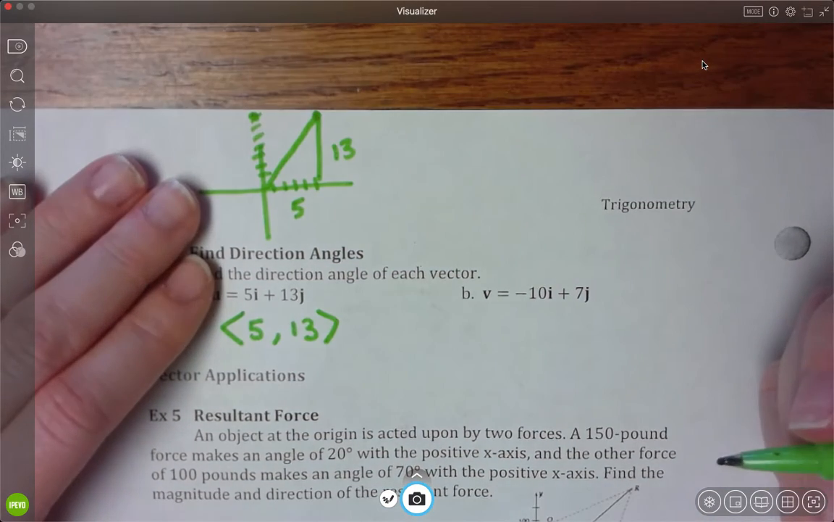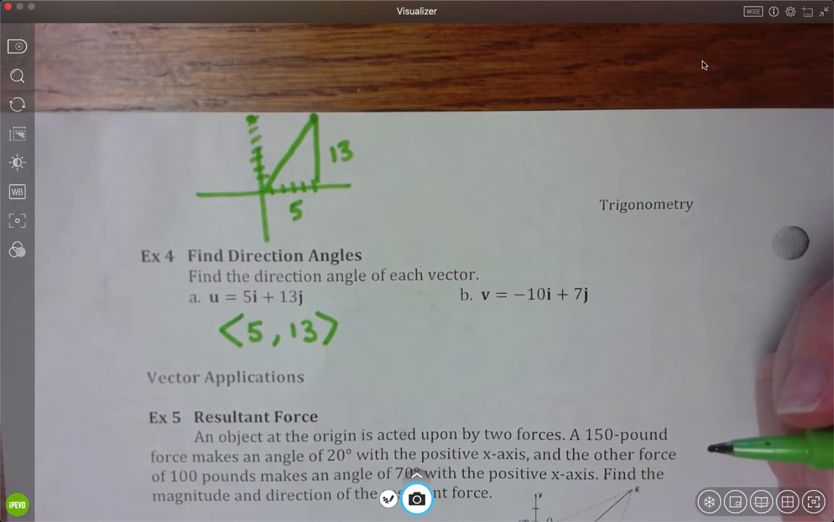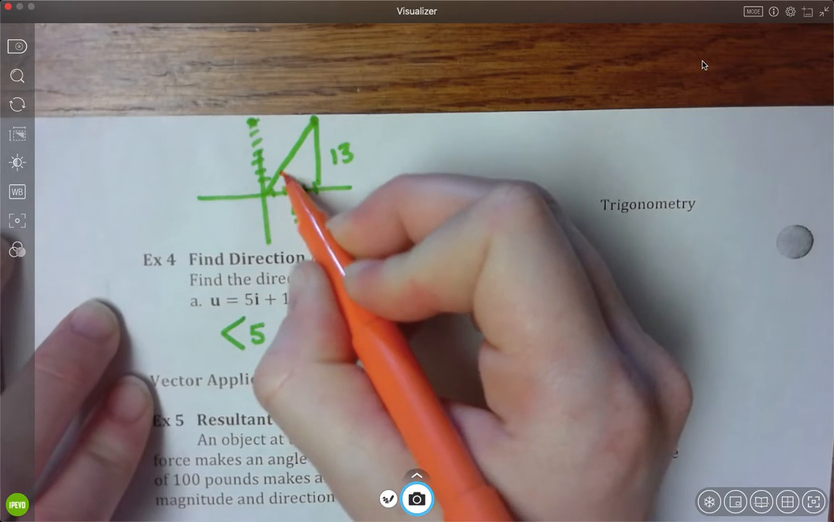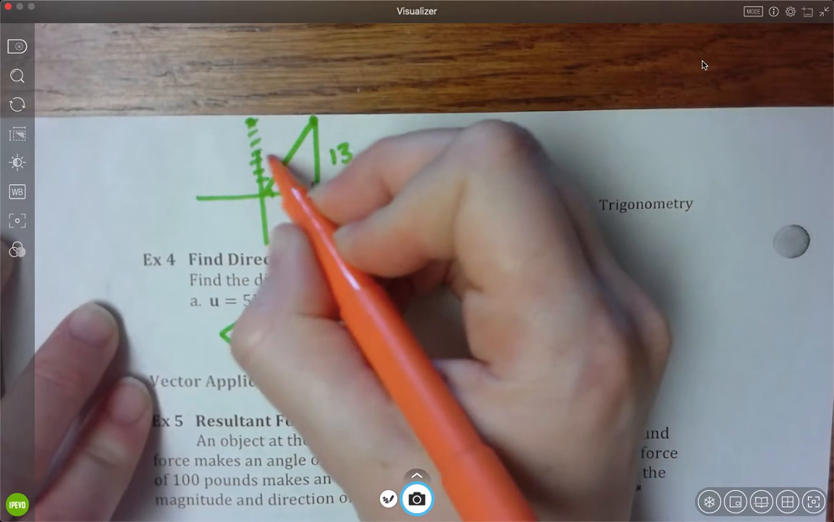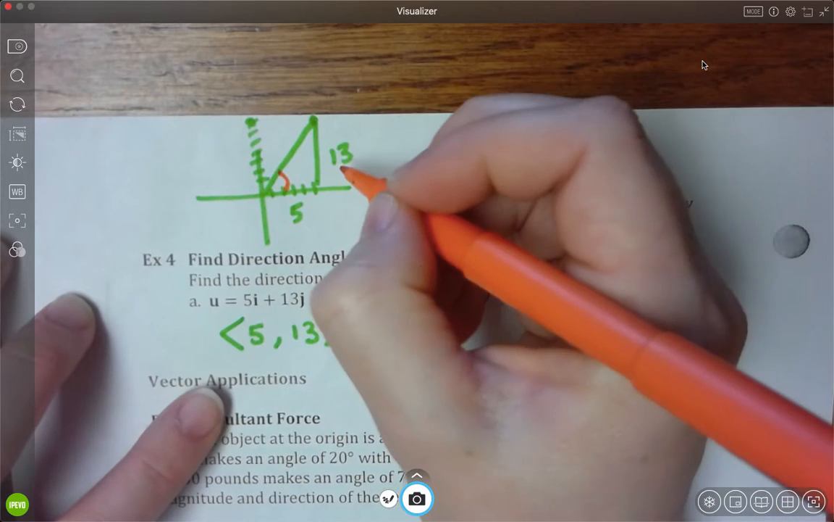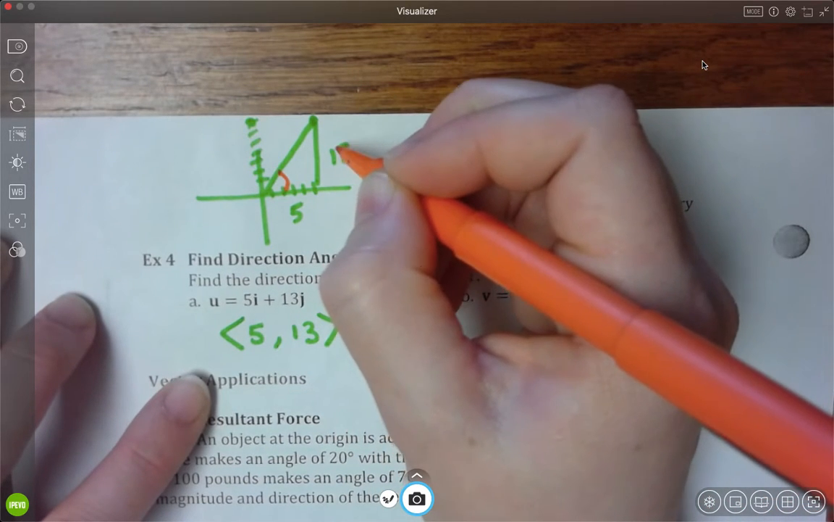All right, so I want to know what the direction angle of the vector is. So basically, what is this angle right here? And I could find that hypotenuse. The hypotenuse is not 12. It's not 5, 12, 13, because look at where the 13 lives. The 13 is actually here instead of here.